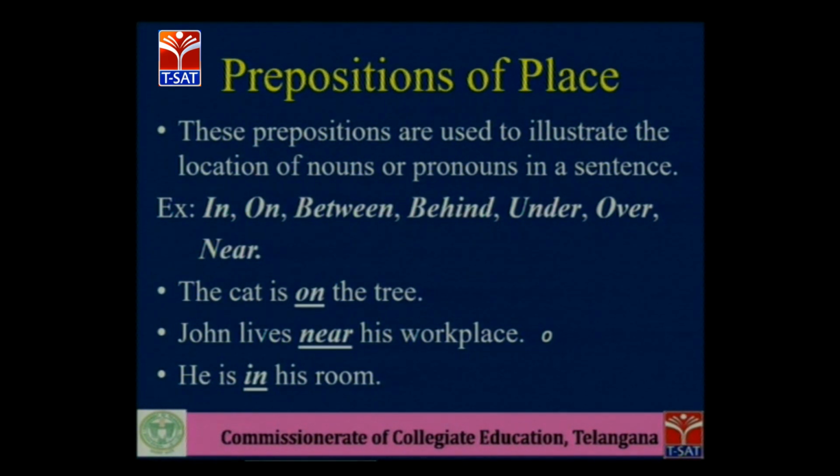So now let's understand them better with some examples. So the cat is on the tree. Can you identify where is the cat without the preposition on? It's difficult, right? Hence they make it simpler by giving us the location of the noun or pronoun, and hence on is the preposition of place here.